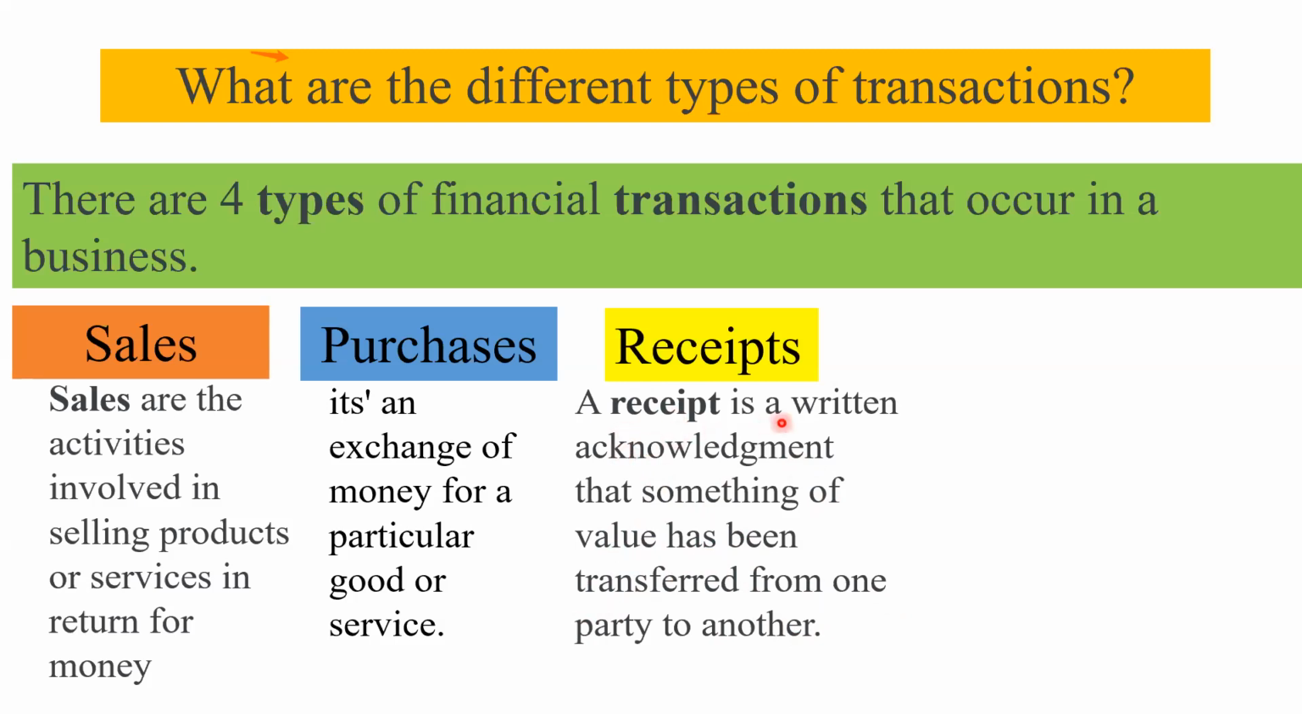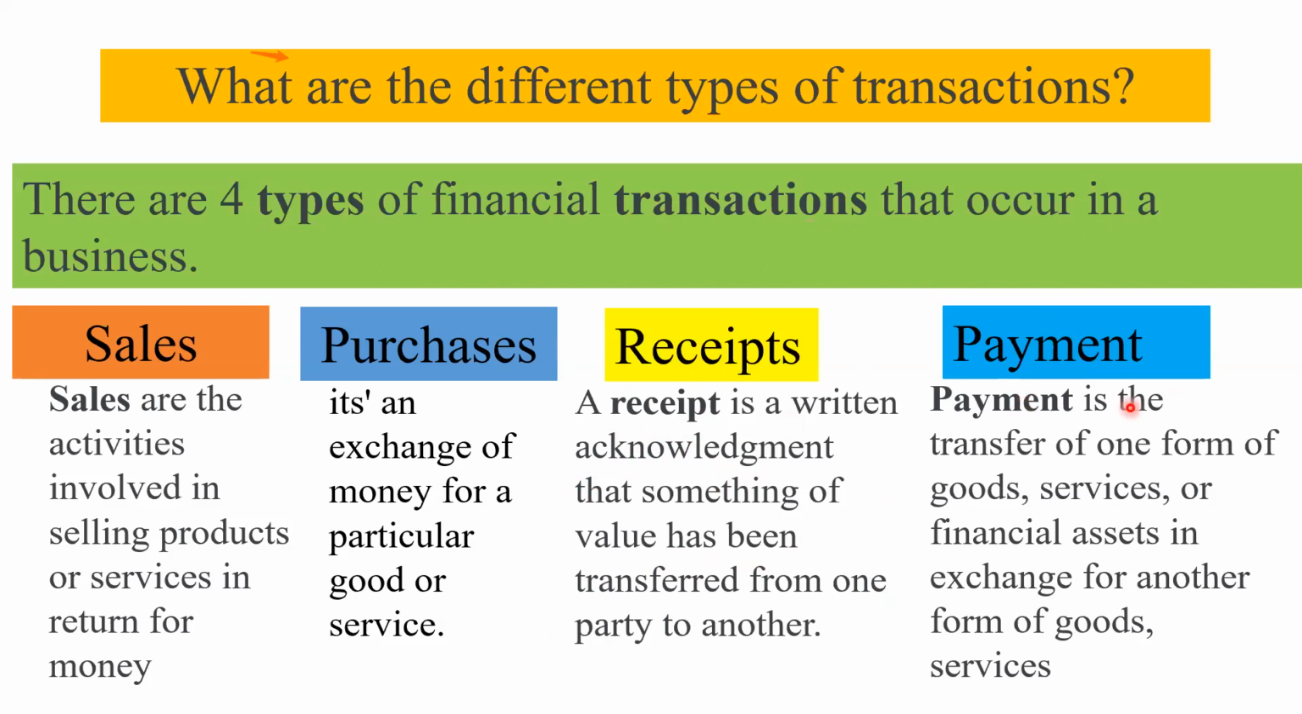Very good. A receipt is a written acknowledgement that something of value has been transferred from one party to the other. Receipt is receiving cash, receiving money. But here in types of transaction, receipt will be an evidence of money transfer from one party to the other. And what is the fourth one? Paying cash. Very good. Receipt means we are receiving the money, and payment means paying the cash.